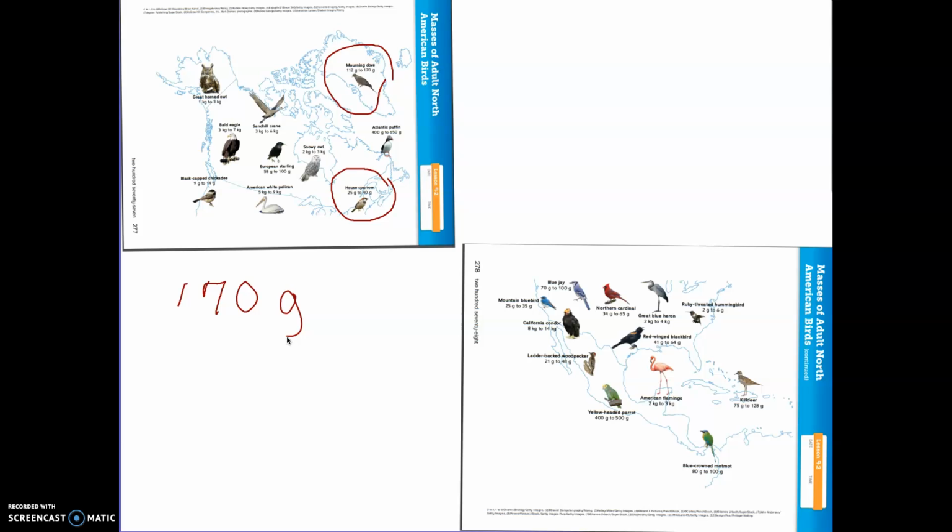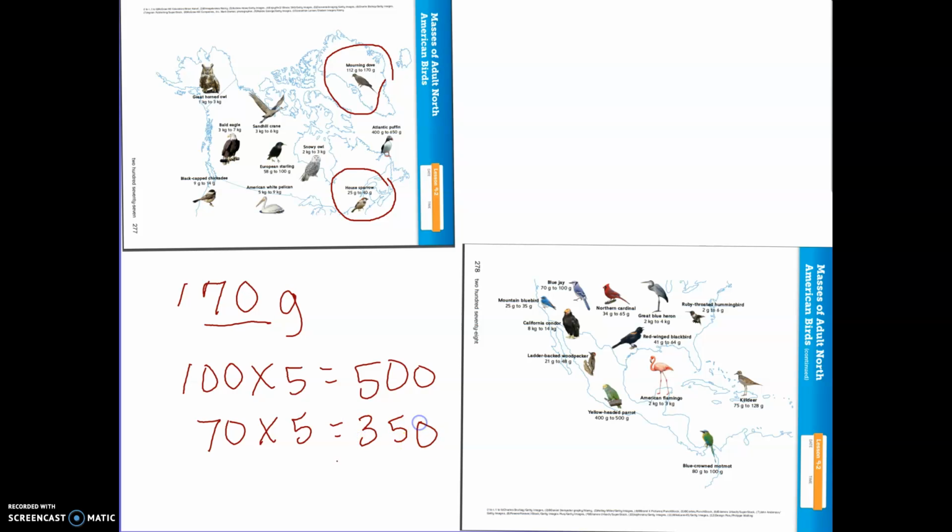So if I use my break apart strategy, I would go 100 times 5 is 500. And it's okay to do this on your whiteboard because we're still doing some of this mentally. And then I'm going to take apart my 70 and times that by 5. And I know that 5 times 7 is 35. So I'm going to put my 0 at the end, add those together, and I'm going to get 850. So 5 would be 850 grams. And I want to know, would that be more than 1 mourning dove?